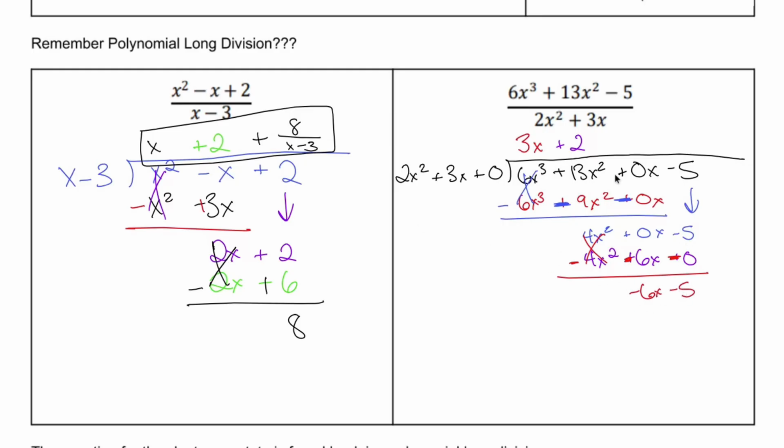I can't go any further, so that's our remainder, which means our answer is 3x plus 2 plus negative 6x minus 5 over our factor, which was 2x squared plus 3x.